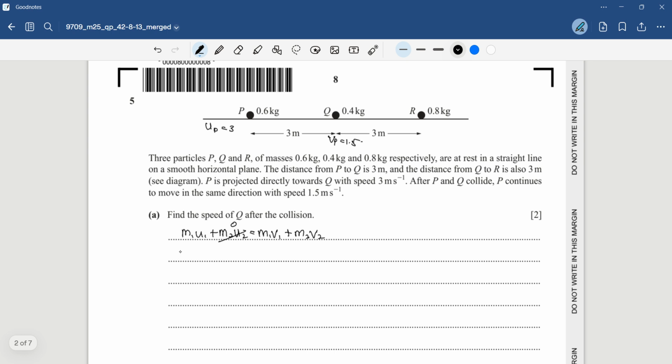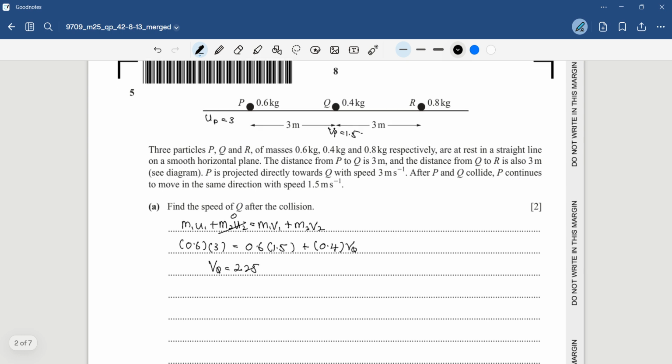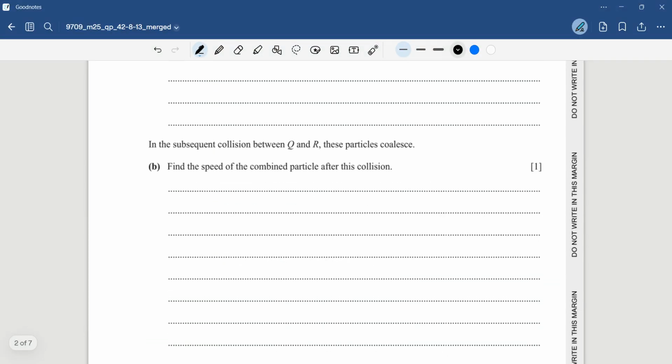So for the first one, m1 will be 0.6, times 3, equivalent to 0.6 times 1.5 plus 0.4 times VQ. Okay, so when we solve this, your VQ will be 2.25. Okay, it's 2.25. So the next question, in the subsequent collision between Q and R, the particles coalesce.